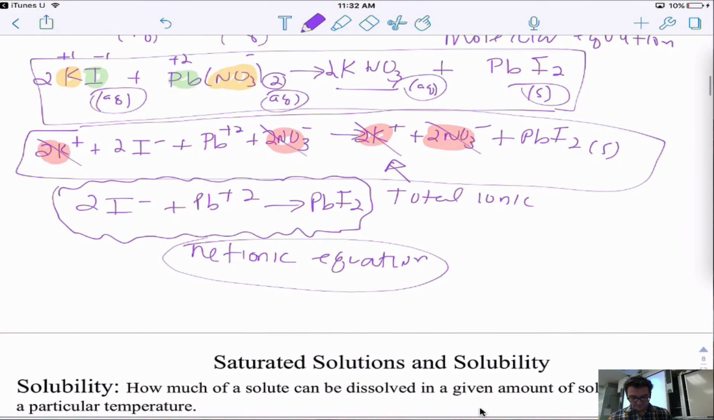So this is the idea behind what we're going to do in the lab tomorrow. We're going to actually react substances together, and we're going to get our net ionic equations, and we're going to see the precipitates that form.